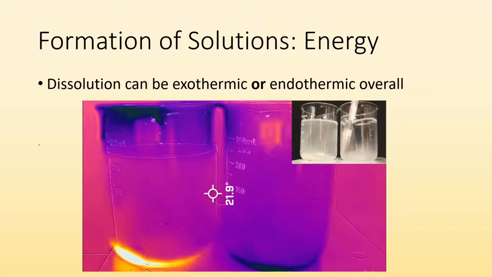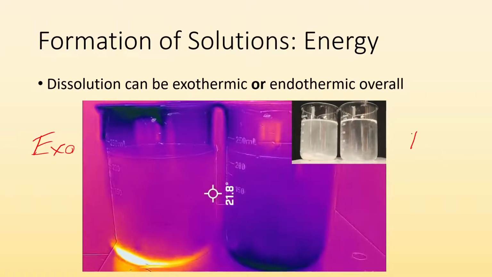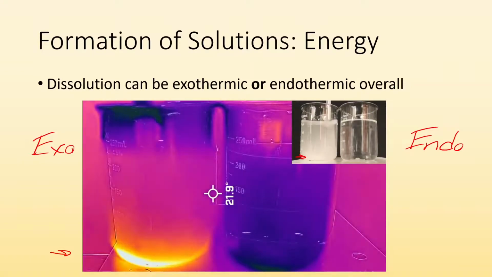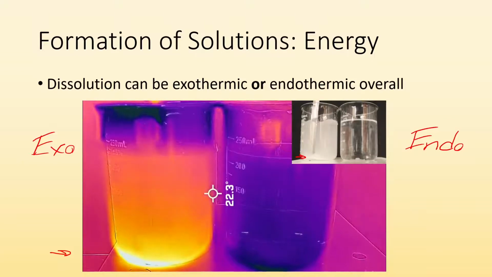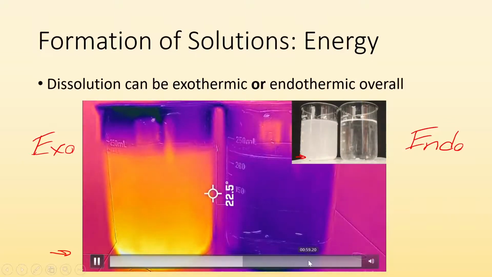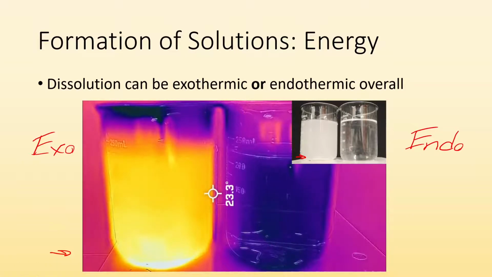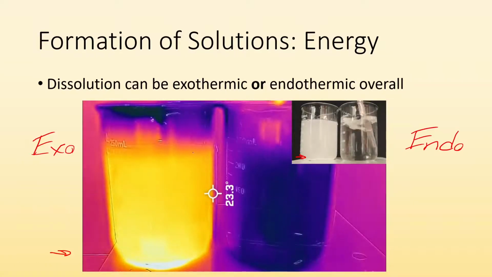So here I have an example. I have a thermal camera image. On the left, we have an exothermic overall process, and on the right, we have an endothermic process overall. You can see it's getting really hot at the bottom where all that salt is, and when I stir it up, that heat will start to dissipate because I'm mixing the whole thing, and then the opposite is happening on the right. It's getting colder and colder, and if we jump ahead a little bit, you can see that they're both dissolving things, but on the left, overall energy is being released. On the right, energy is being absorbed.